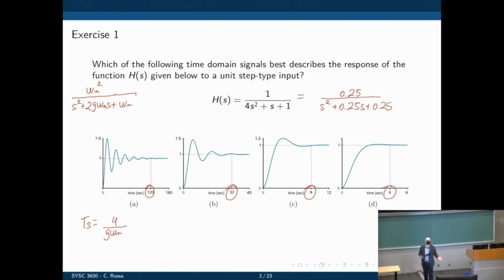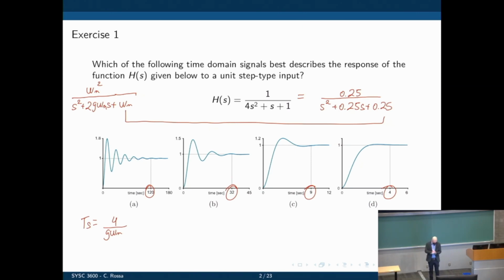Another way to do this would be to find the poles of this transfer function. Look at the real part. The real part is zeta omega n. And remember that. Well, let's do it more traditionally. We need omega n, we need zeta. So omega n we can find by comparing the standard form of the function with the function we have.